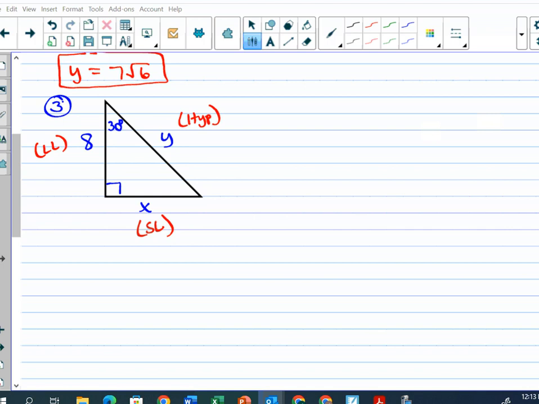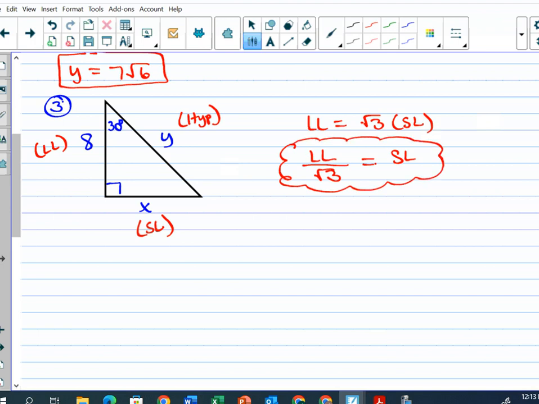All right, guys, how we doing on this one? Need a minute? Let me remind you of your equations. You want to start here. Solving for short leg doesn't make sense.